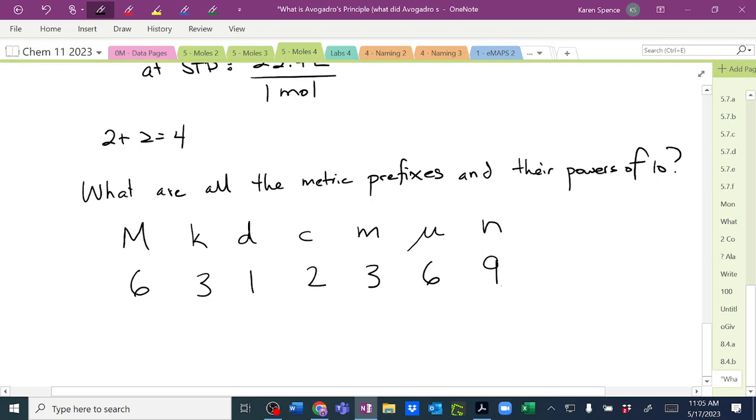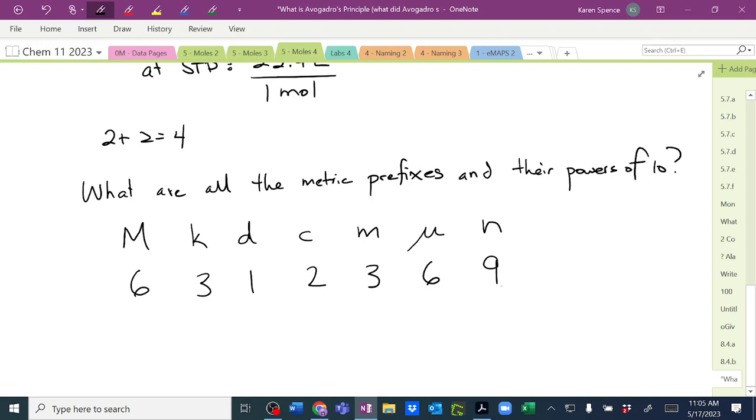Everyone, mega, kilo, deci, centi, milli, micro, nano. 6, 3, 1, 2, 3, 6, 9 is for the nano. One more time. You guys are sad. We're going to have to do it one more time after this. 9 is for the nano with feeling.